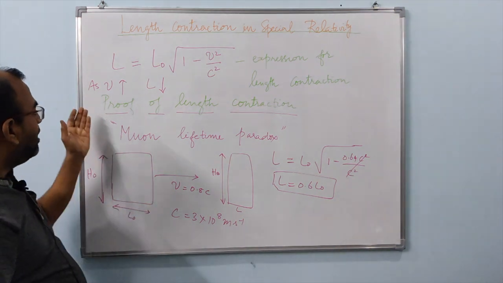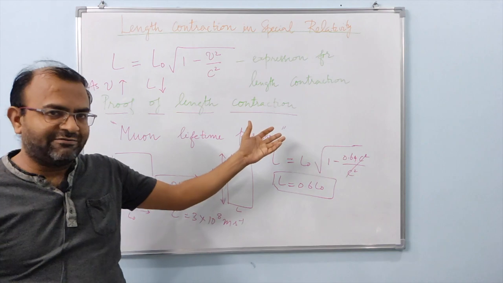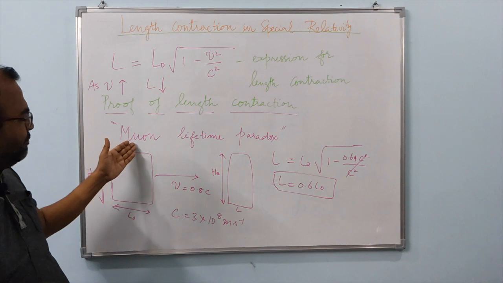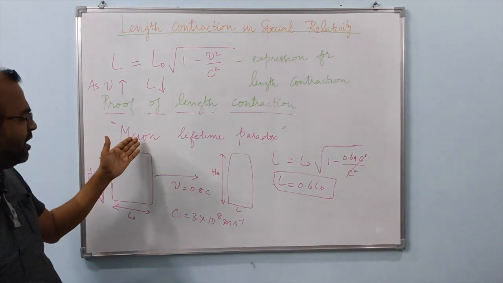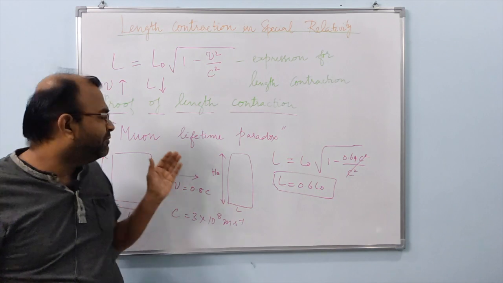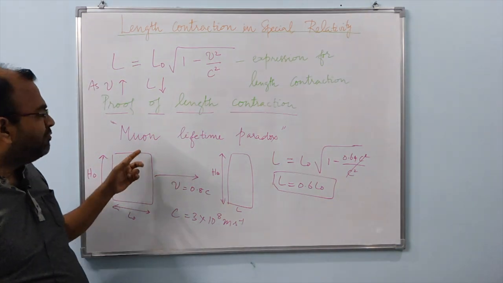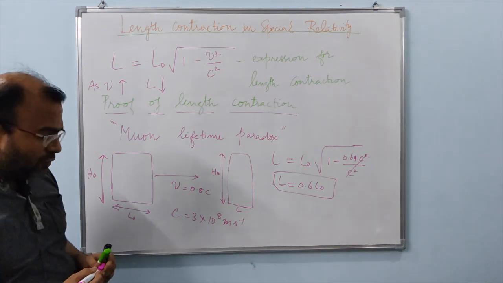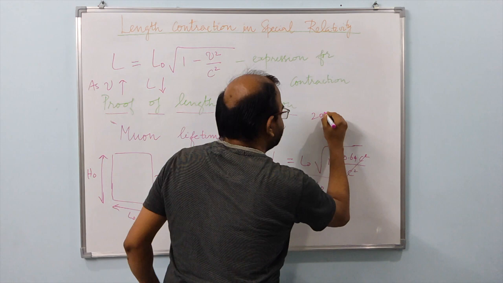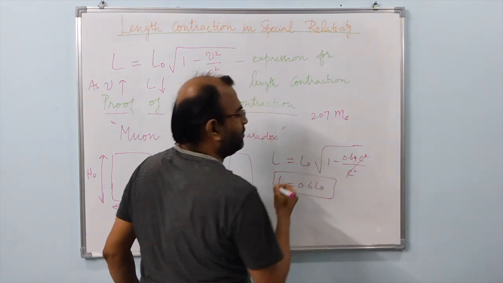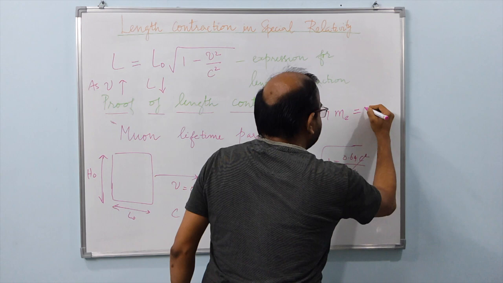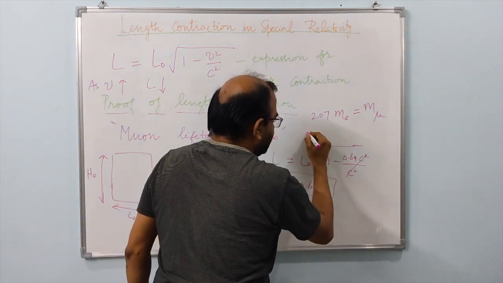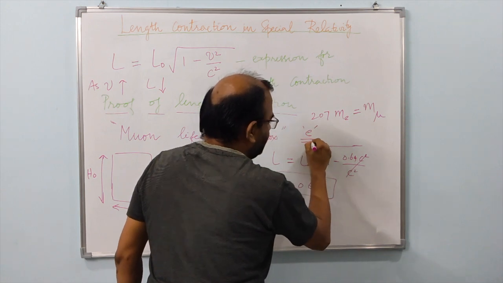Now the question would be, are there any proofs for the length contraction? Yes, there are several ways in which one can provide proof for length contraction. One of the very interesting proofs is what is called the muon lifetime paradox. What is this muon lifetime paradox? We know that muons are subatomic particles whose mass is 207 times the mass of the electron, and the muon charge is the same as the electric charge of the electron.